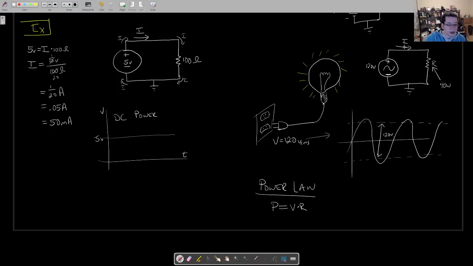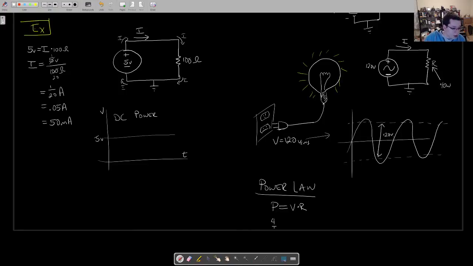We don't have current. But we want to know both the current and the resistance. So what we'll do is we'll use the power law to find the resistance, and then use the resistance to find the current. There's a lot of ways we could do it. That's the one we're going to do.